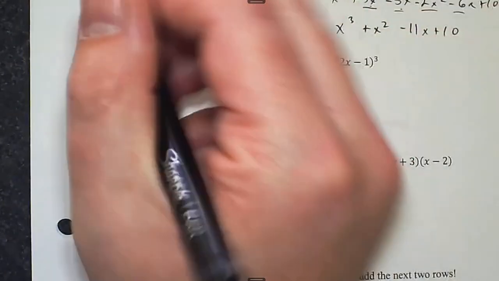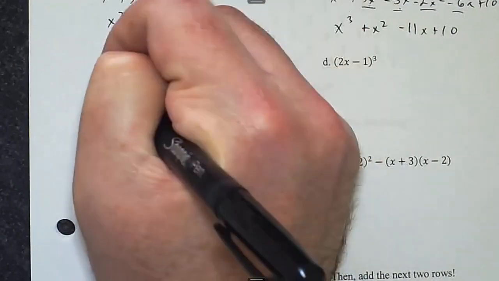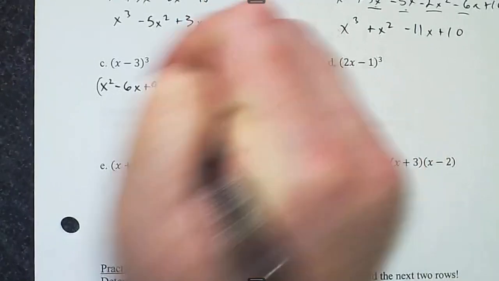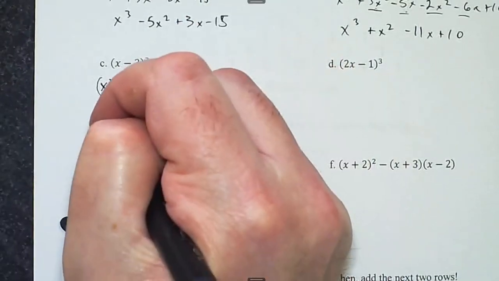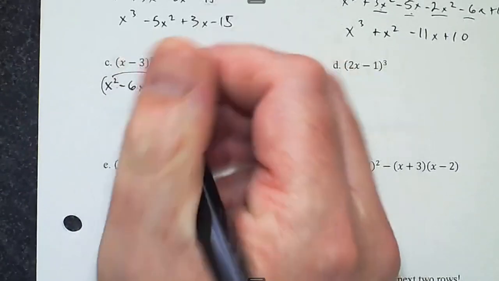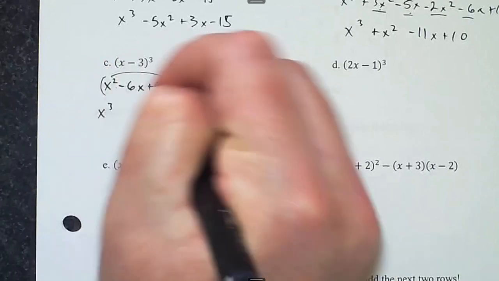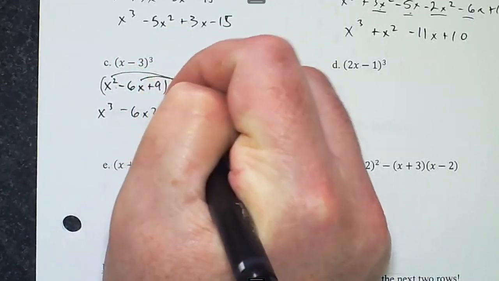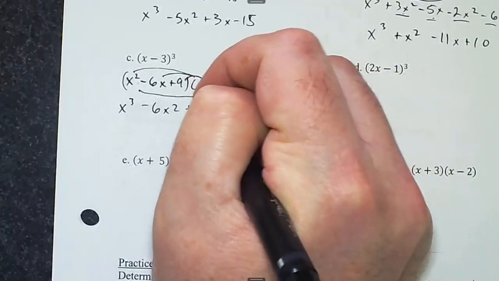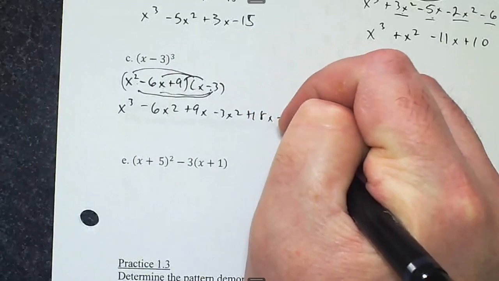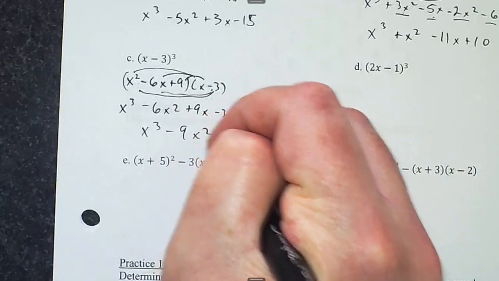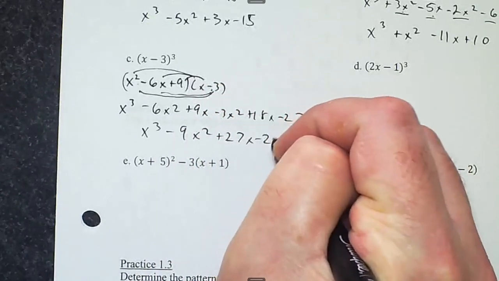All right, the x minus 3 cubed. X minus 3 squared is x squared minus 6x plus 9. So once you do that, then you just have to multiply that times x minus 3. I can go this way to that way or that way to this way, but I prefer to distribute the small thing to the big thing. So x cubed minus 6x squared plus 9x minus 3x squared plus 18x minus 27. So x cubed minus 9x squared plus 27x minus 27.